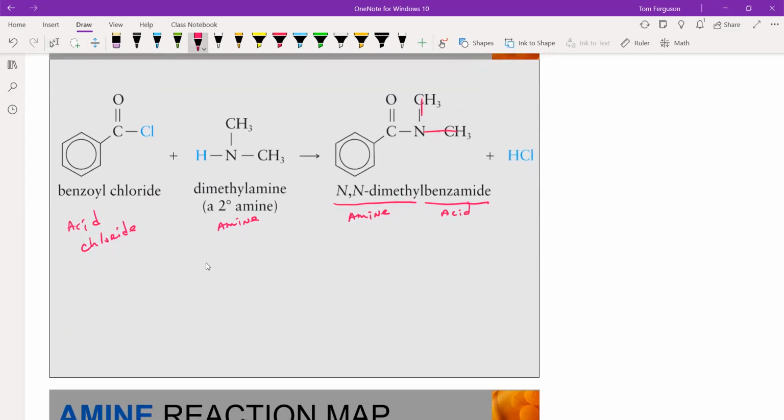Here we've got benzoyl chloride again, this is based on benzoic acid. We have the amine, in this case, it's dimethylamine. And then when we form the amide, we have 2 methyl groups coming off of the nitrogen. So that's going to be N,N-dimethyl benzamide.